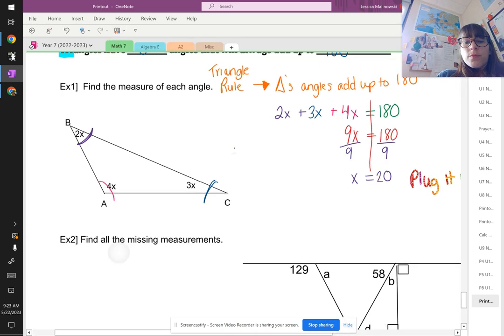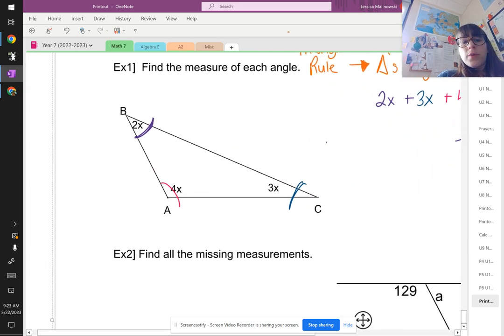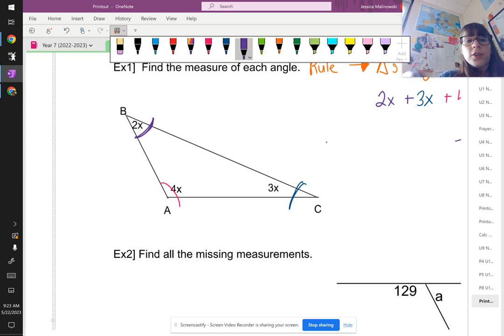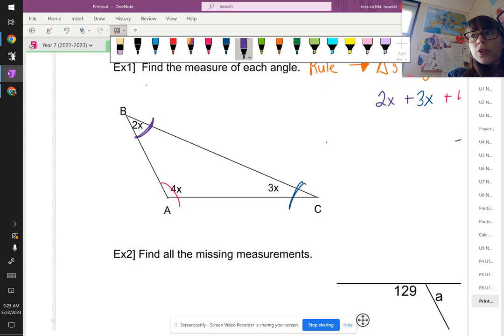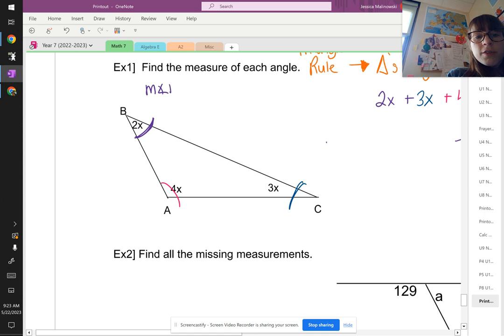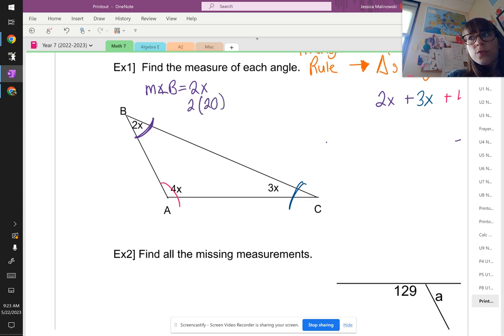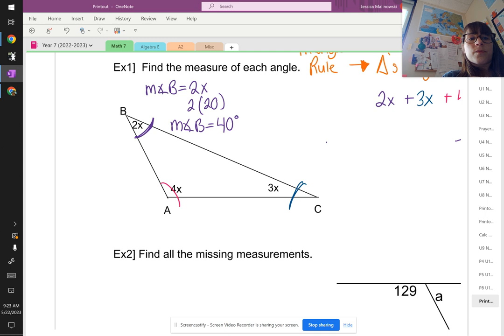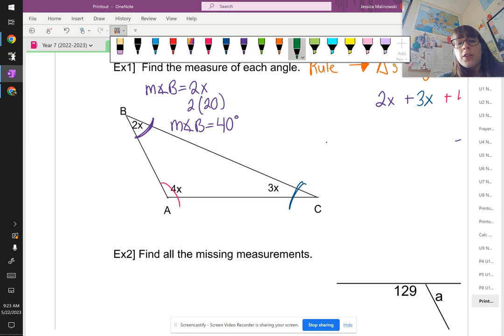Okay, so I'm going to take that 20 for x, and I'm going to plug it into each of these angles so I can figure out what they are. So I'm just going to use some notation. The measure of angle B is going to be equal to 2x, but we know that x is 20, so 2 times 20 gives me the measure of angle B to be 40 degrees. And we're just going to continue onward.